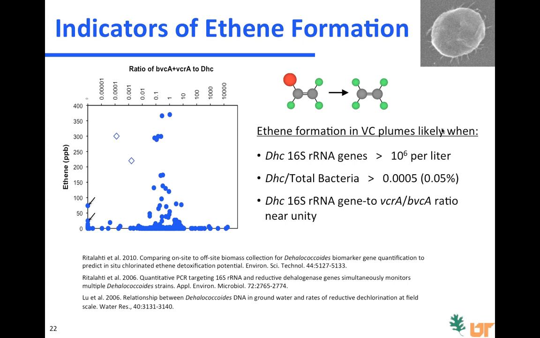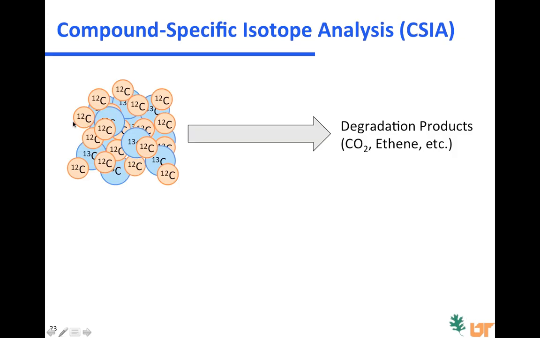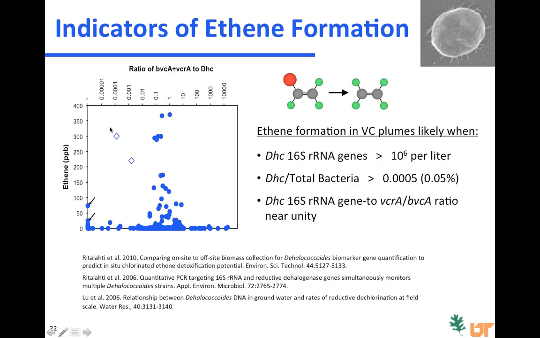So this is also the next slide, indicators of ethene formation. That's also focused on Dehalococcoides. And what we've done here, with the help from MI, we looked at hundreds of wells where we had information about ethene. So here in this chart on the left axis, you see ethene concentrations measured in groundwater wells. And then at the same wells, we measured total Dehalococcoides by quantifying the 16S rRNA genes, and we measured bvcA and vcrA using a quantitative assay.